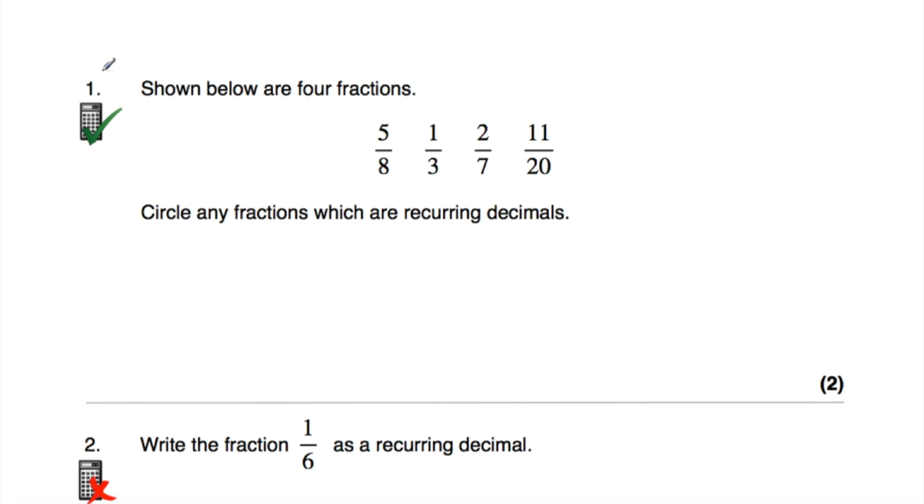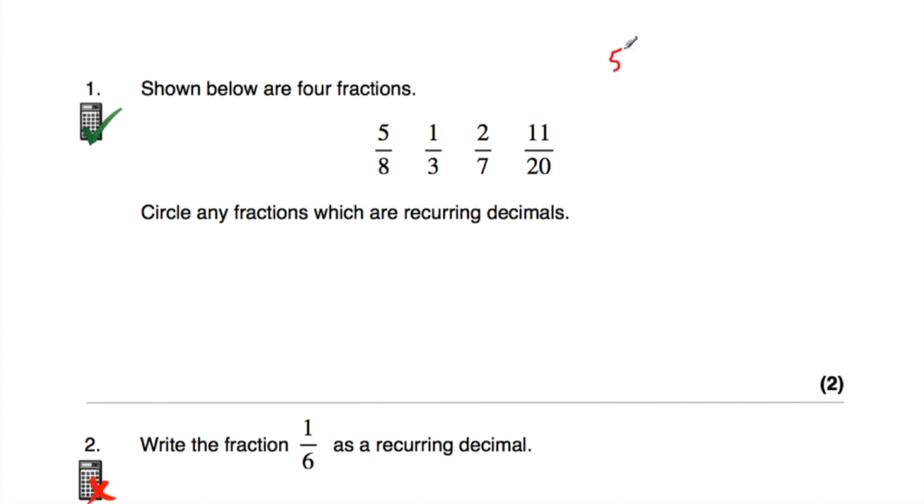Okay, let's have a look at question number 1. Question number 1 says, shown below are 4 fractions, and our fractions are 5/8, 1/3, 2/7, and 11/20. I've been asked to circle any fractions that are recurring decimals. Since this is a calculator question, I'm just going to divide the numerators by the denominators and convert all of these fractions into decimals.